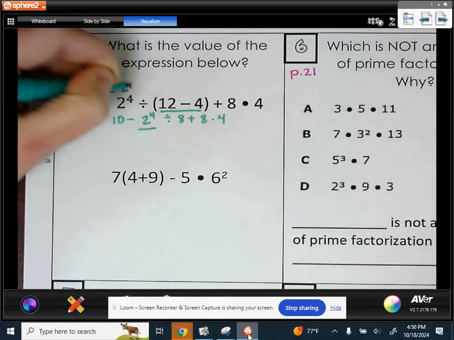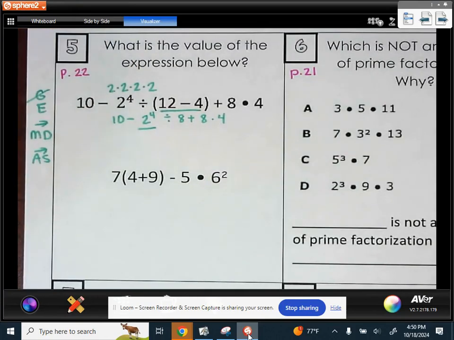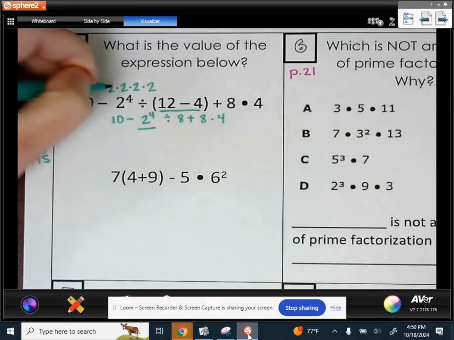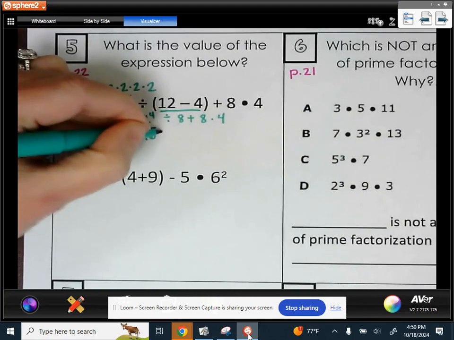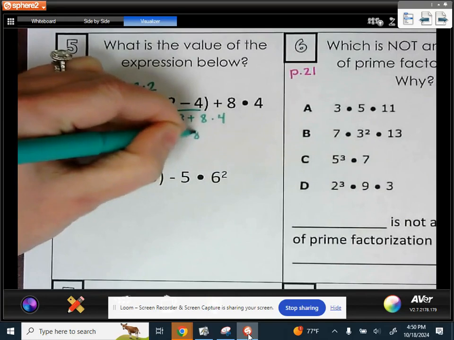2 to the second power is going to be 2 times 2 times 2 times 2. 2 times 2 is 4. 4 times 2 is 8. 8 times 2 gives me 16. Everything else is staying the same.